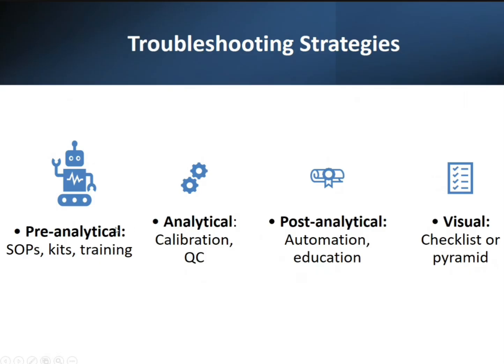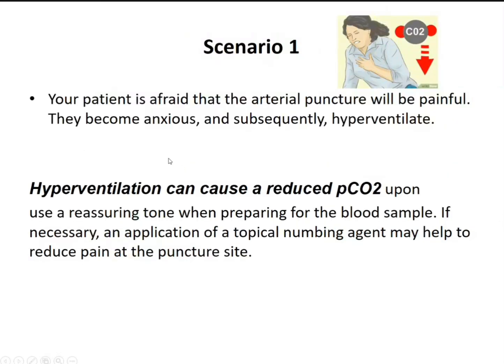If you think your machine's values are not proper, you would treat it like any other analyzer. You should have pre-analytical SOPs, case training. This is nothing new or different. So there are certain scenarios: your patient is afraid that arterial puncture will be painful, becomes anxious, hyperventilates. Hyperventilation can cause washing out of your carbon dioxide, leading to a pattern which is suggestive of alkalosis, respiratory alkalosis, right.